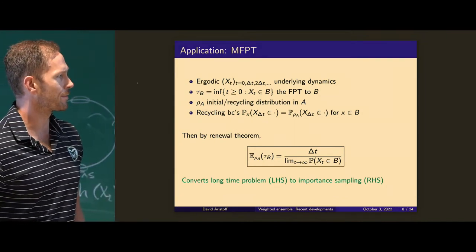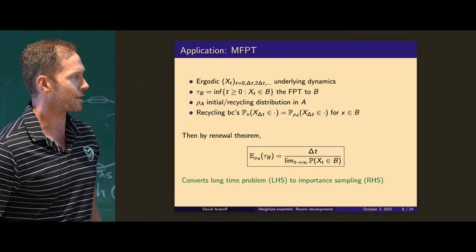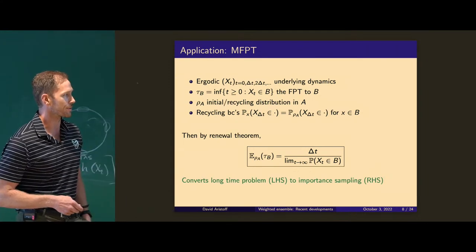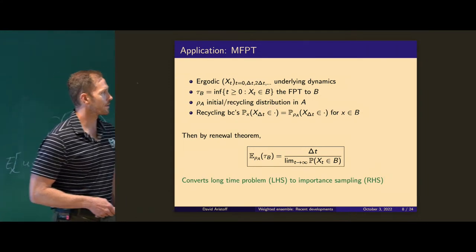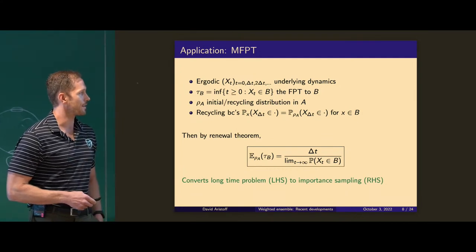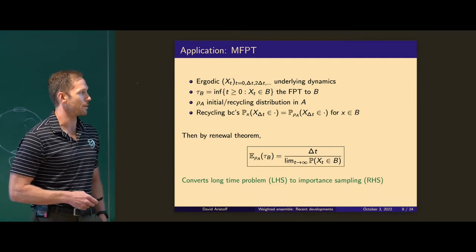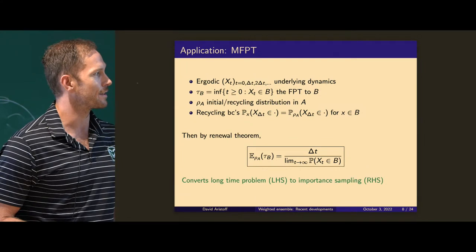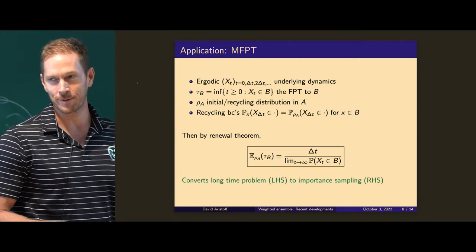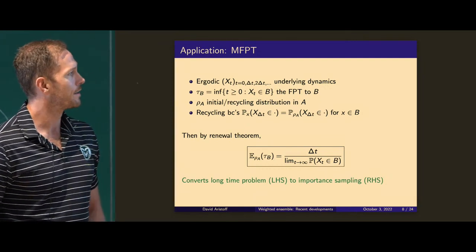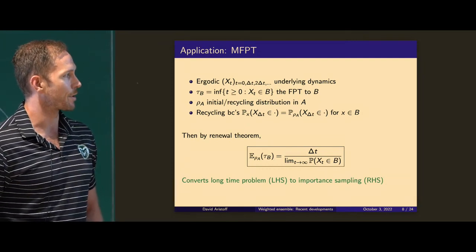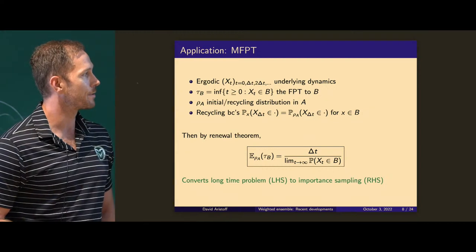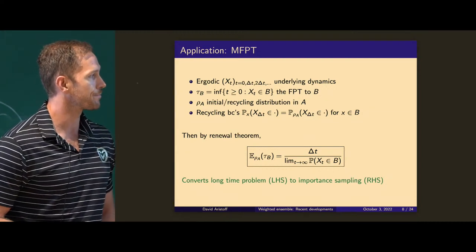The basic renewal theorem from probability gives you the equation that I showed in the last slide. This is just a little bit more precise. So the point of this is that we have on the left a long time problem of observing first passage times. And now it's converted into a different problem, which appears to be long time. We'll talk about that in a second. It's not quite as bad, but it's a rare event problem because this probability will be small when this mean first passage time is large.